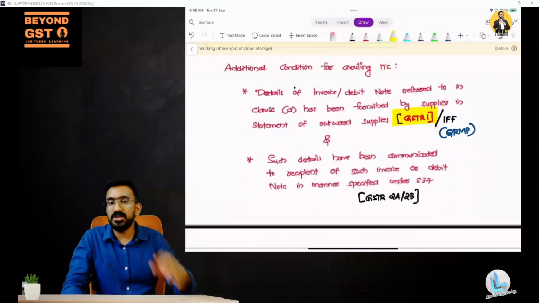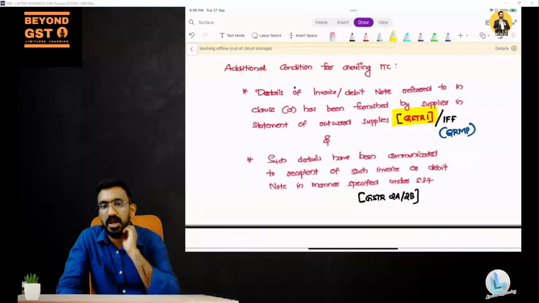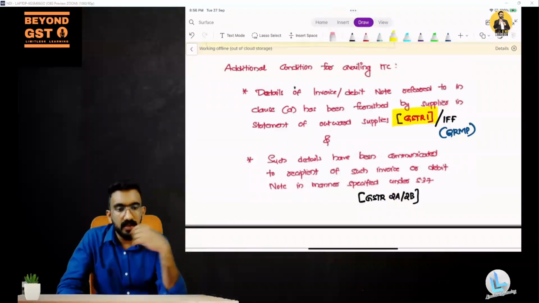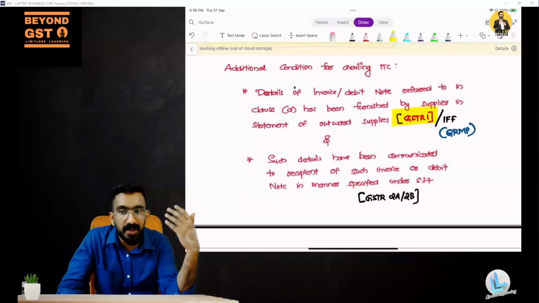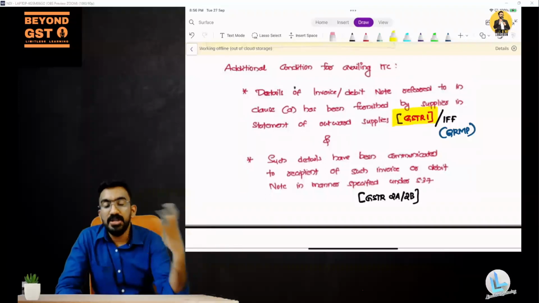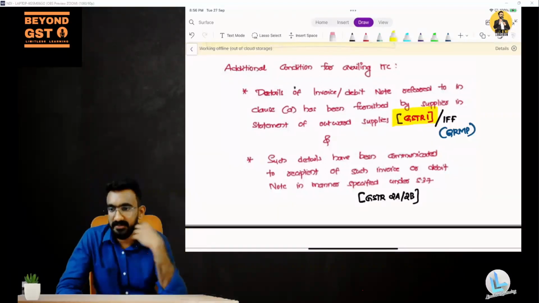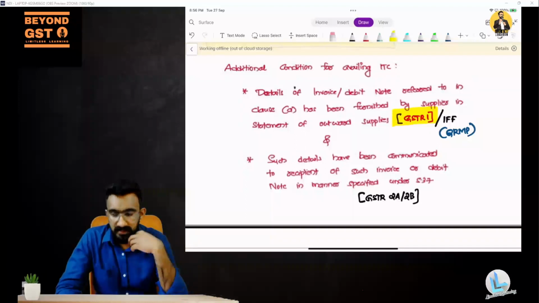So what is the additional condition for availing ITC that we have now? The invoice should be uploaded in the GSTR1 of the supplier from whom you have purchased. And it should be reflected in the 2A or 2B of the recipient. Only then this recipient can take the credit. Are you guys understanding?